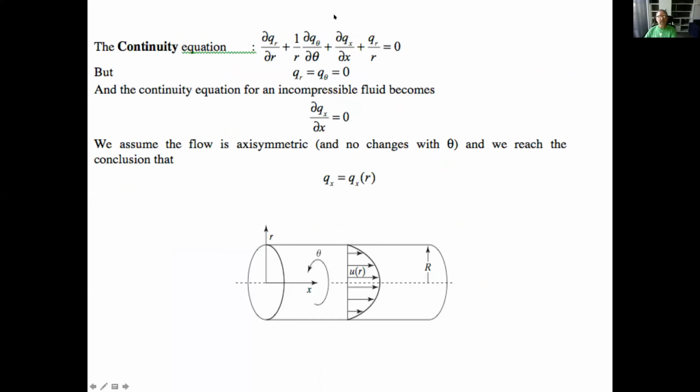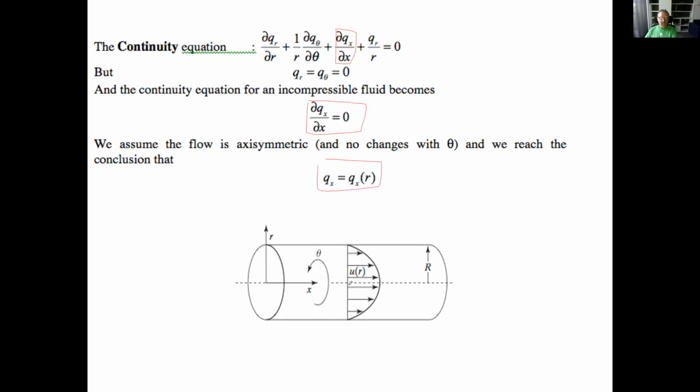Once we take all these definitions, here I rewrote the continuity. I tried to explain that this term is the only one that remains, and therefore a gradient equals 0. These two are 0. That's the conclusion: Qx must be a function of r.